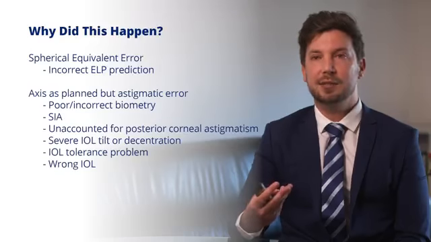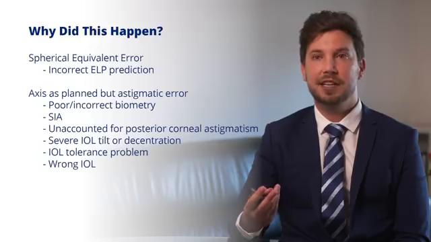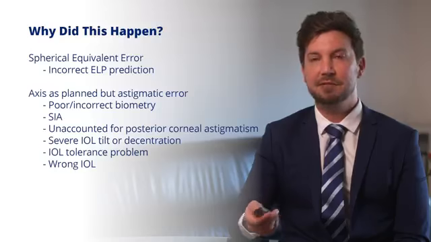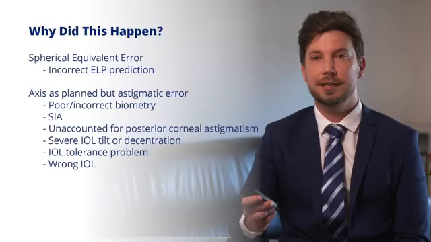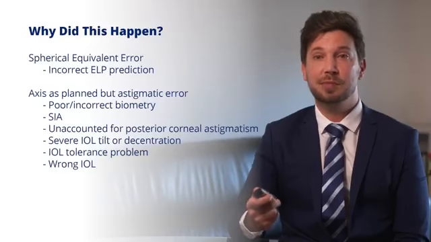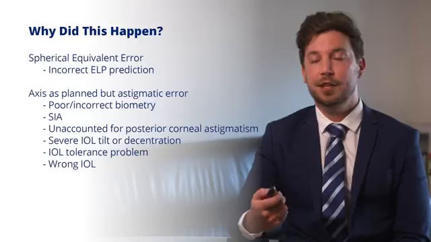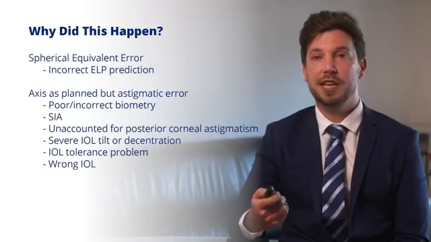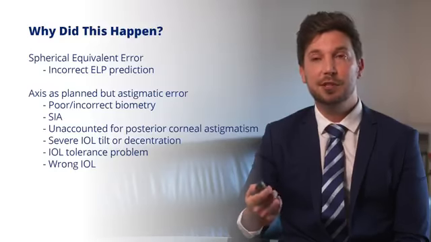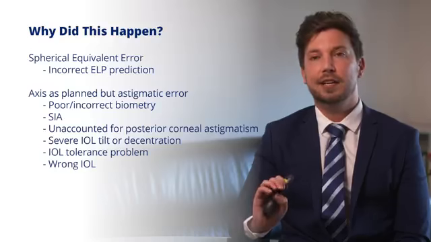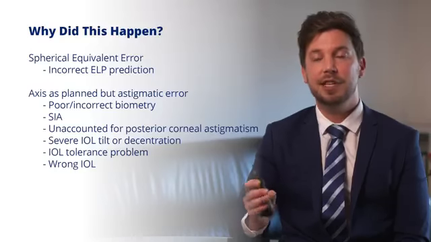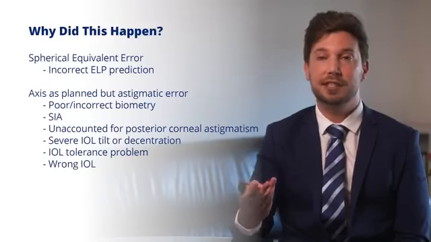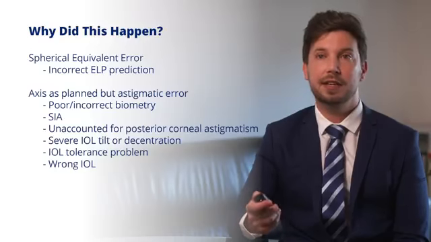If you've got the axis that's planned, but you've still got an astigmatic error, then you have to think, did you use incorrect or poor biometry? It's a very common reason, and I'm not saying it's the wrong patient, but maybe you had a dry eye, maybe this just wasn't particularly accurate biometry on the day. Possibly the SIA, so the surgically induced astigmatism, was larger or abnormal. We used to be taught that when you cut a cornea, that causes a flattening effect exactly where you cut, but we now have a much better idea that that flattening effect can happen anywhere around the circumference of the eye. So that could be what's happened.